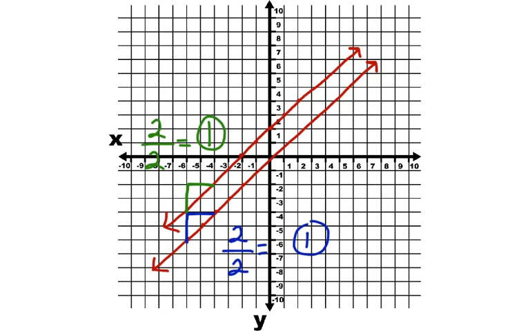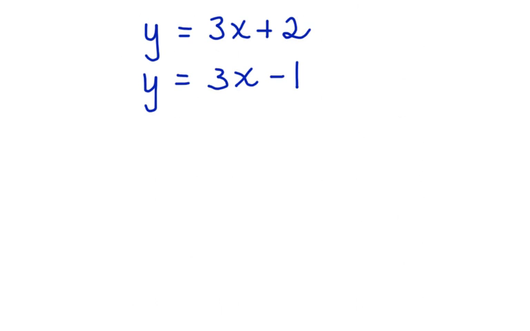Now, sometimes you won't see a coordinate grid. Can you look at the equation of a line, actually the equation of two lines, and figure out if the lines will be parallel? Let's take a look. Here are two equations: y equals 3x plus 2 and y equals 3x minus 1. Now notice that the slope of both of these equations is the same. Therefore, these two lines will be parallel.